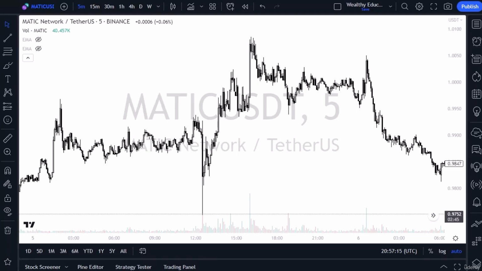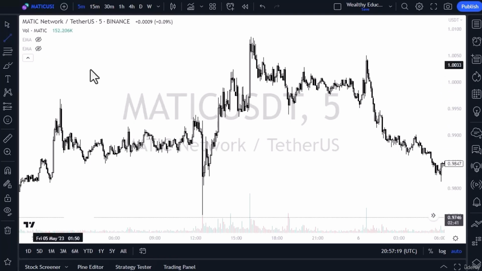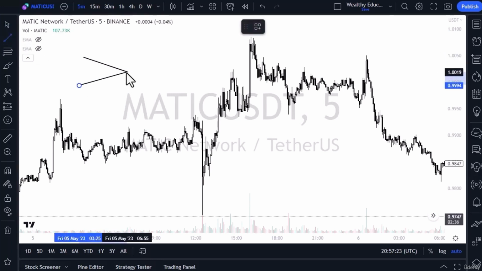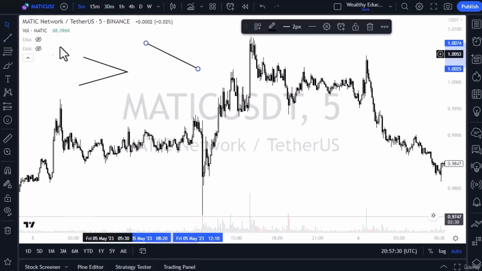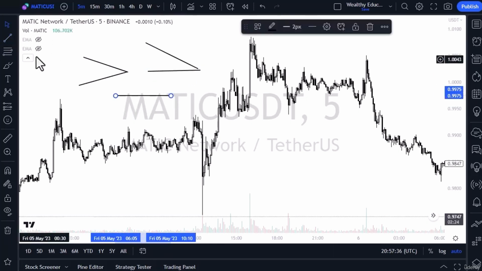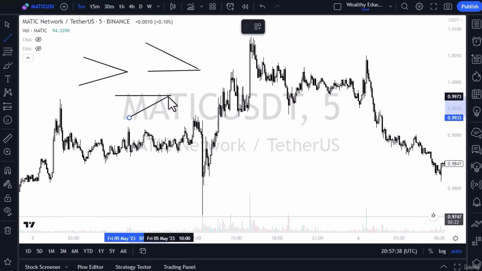In this video, we'll talk about wedges and triangles. So a wedge or a triangle is essentially the same thing. They come in different shapes, and all it is would be the consolidation of price. So you can see why these are called triangles. And there are three different flavors, as it were.